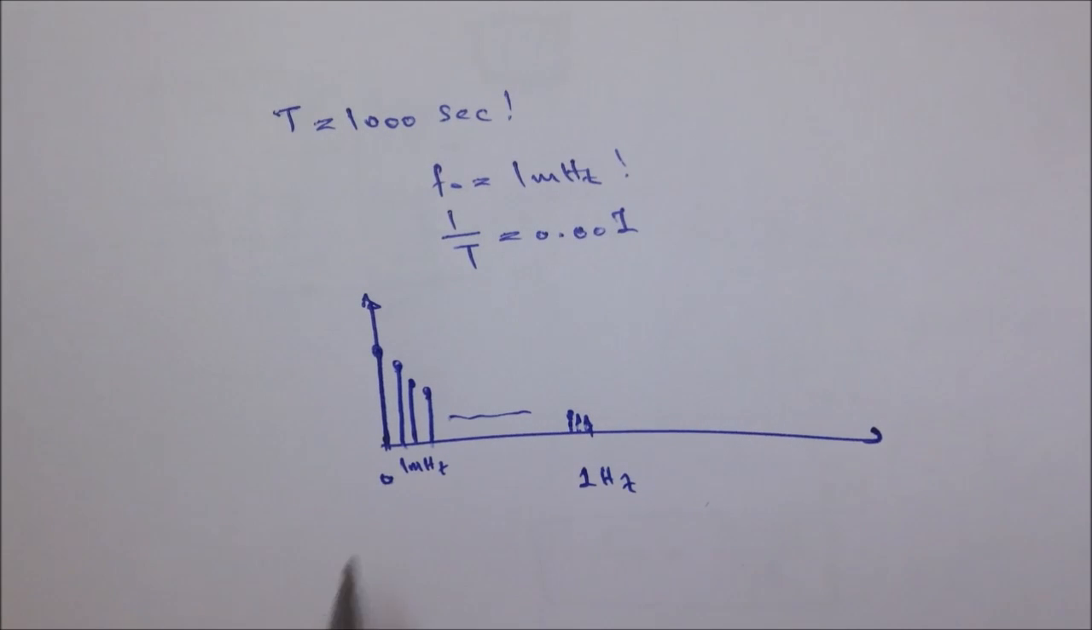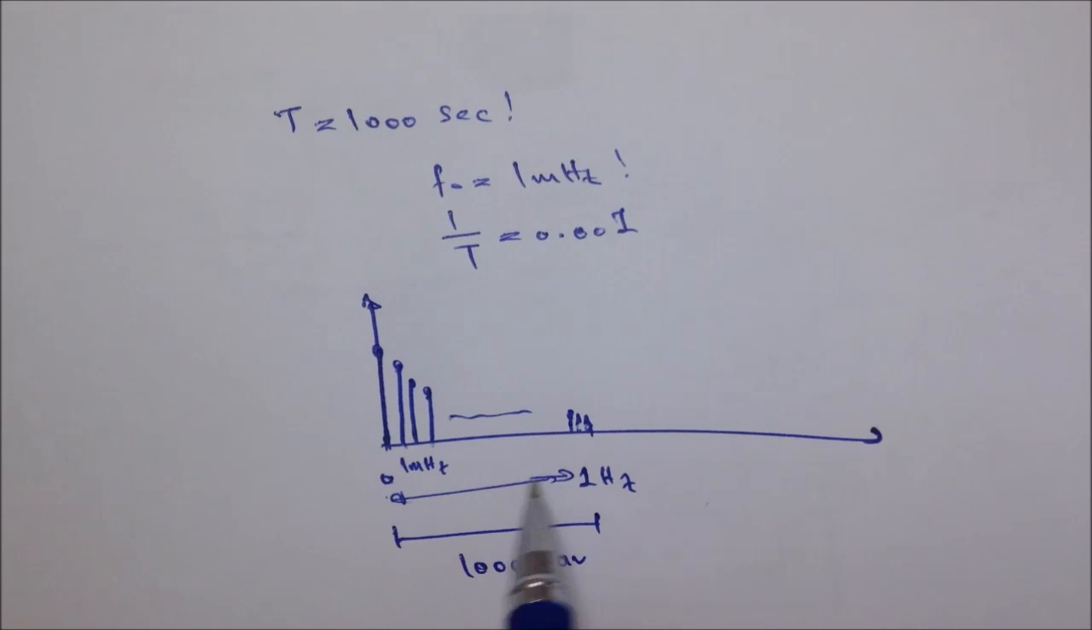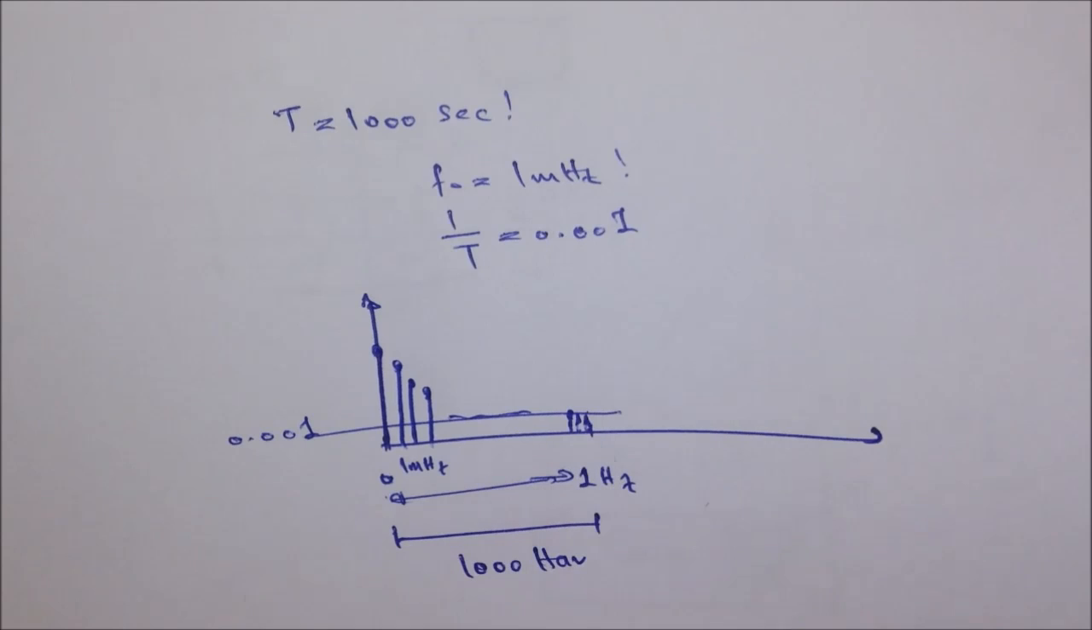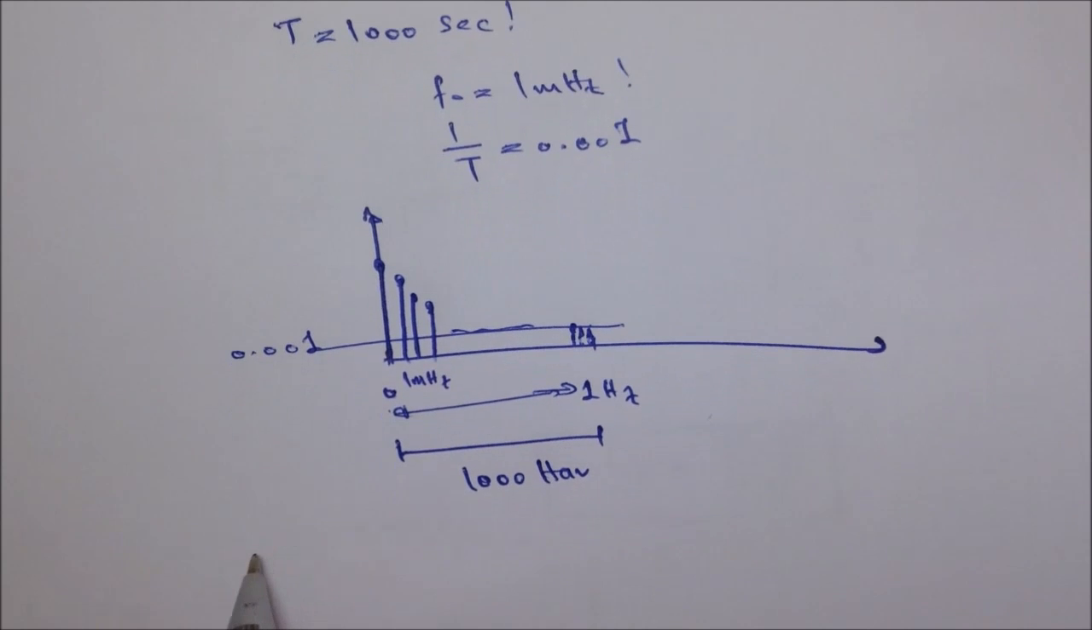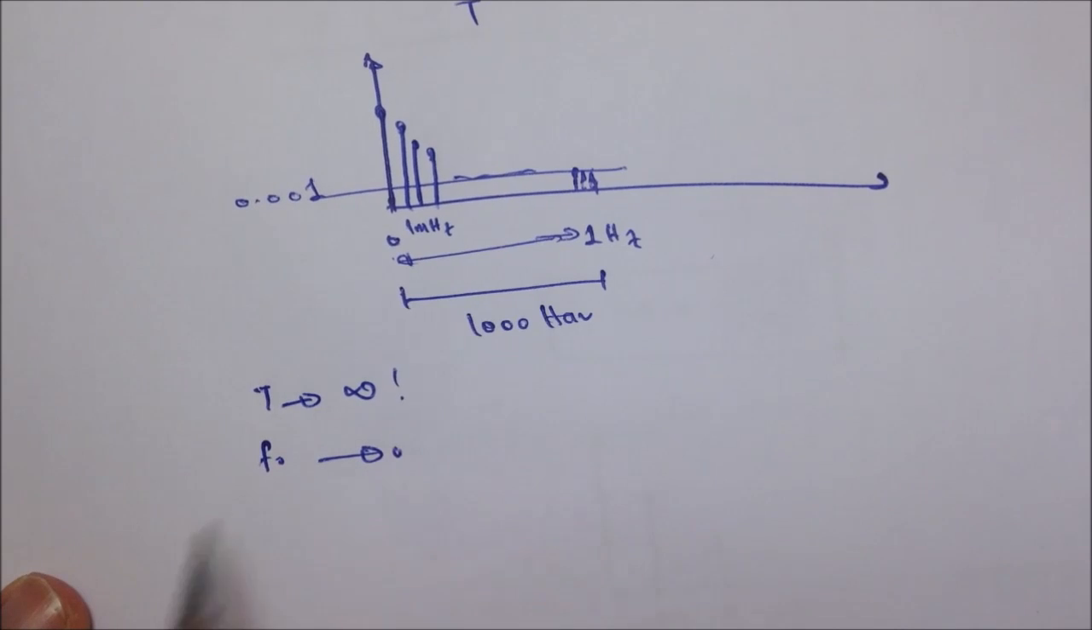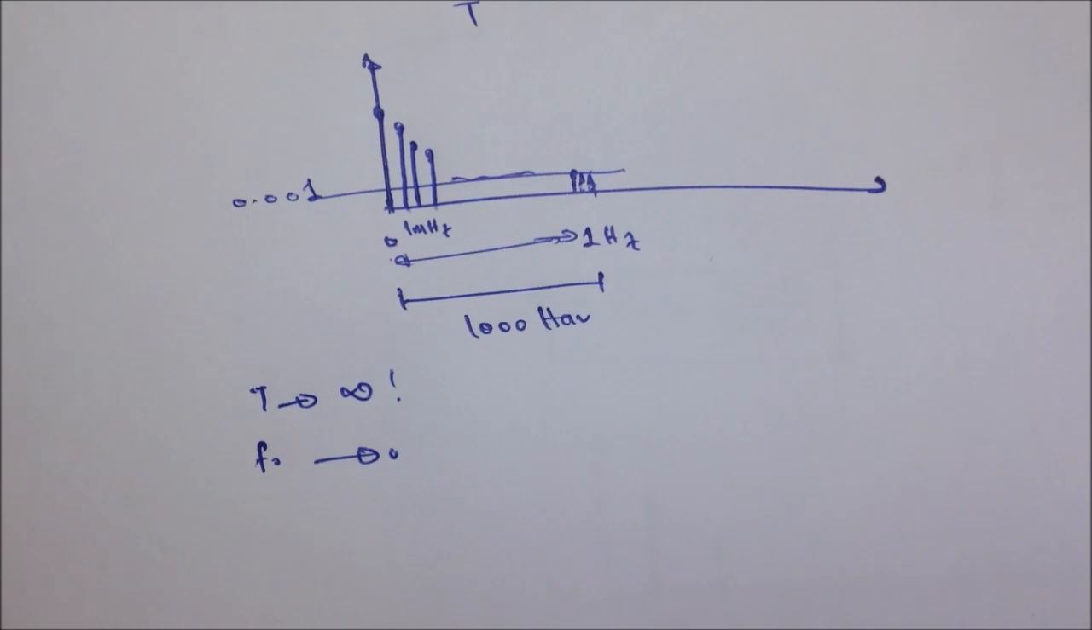The density of this spectrum is very, very high. It will contain 1000 harmonics within this bandwidth from 0 Hz to 1 Hz only, and the magnitude will drop to 0.001 at 1 Hz only. Now, we can imagine what's going to happen if T approaches infinity. The fundamental frequency will be very, very small, approaching 0. Now, it will not be exactly 0, since 0 is strictly reserved for the DC level.